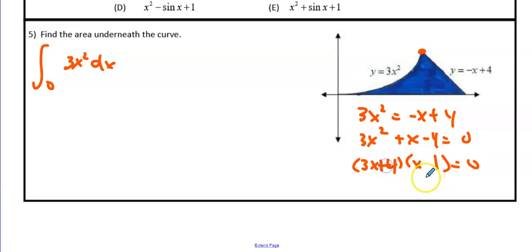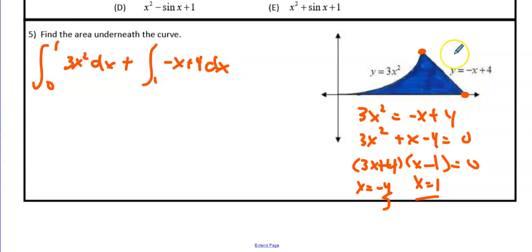positive and negative, right? So we get x is equal to negative 4/3, which we don't care about, and x is equal to 1. So from 0 to 1 of x, 3x squared dx. And then we're going to integrate from 1 to this value right here of negative x plus 4 dx.